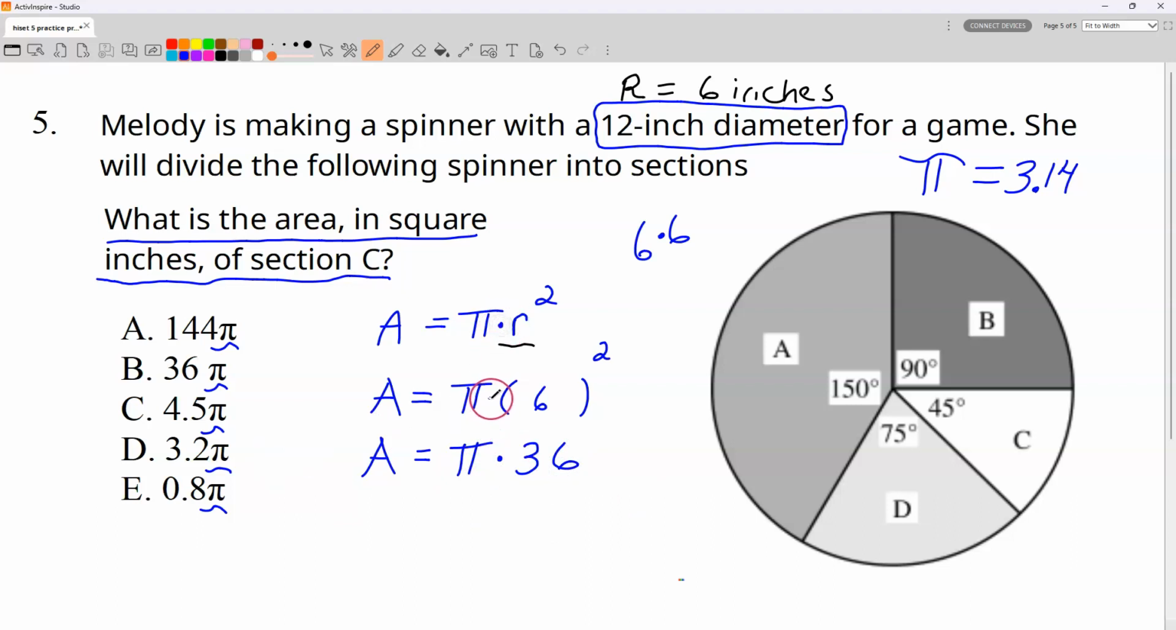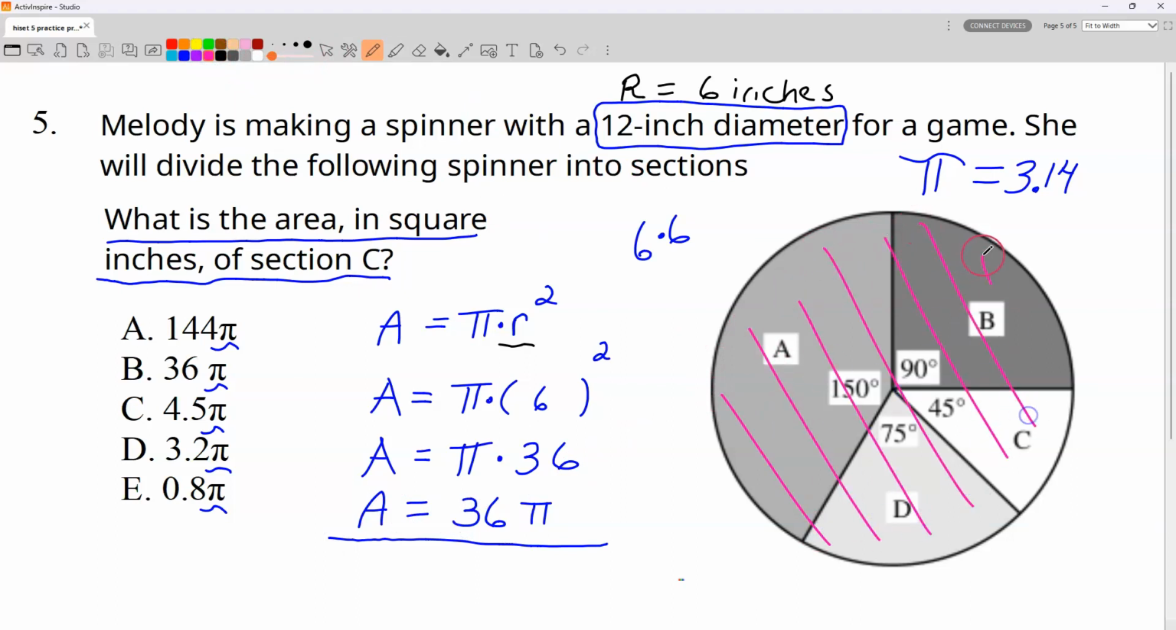There's really a times sign here. I can reverse this. Instead of saying pi times 36, I can say the area of the whole circle is 36 pi. You can just flip these around. So this is the total circle right here. The area of the whole circle. The whole circle is 36 pi.